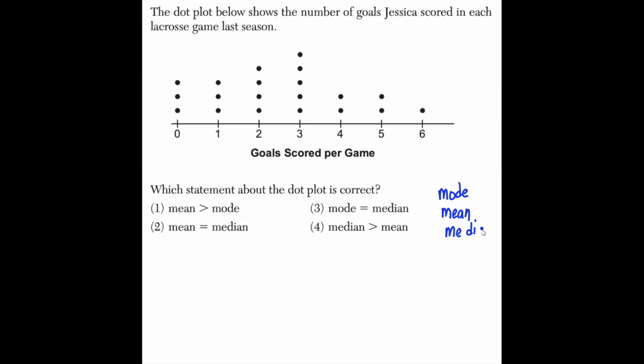Okay. Now, the easiest of these is going to be the mode. The mode is which one occurs the most. So that's really easy to see in a dot plot. That's 3. Okay. So my mode is 3. Now, next, my mean is what I'm going to work towards, right?